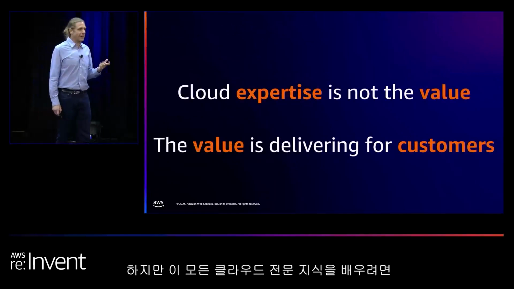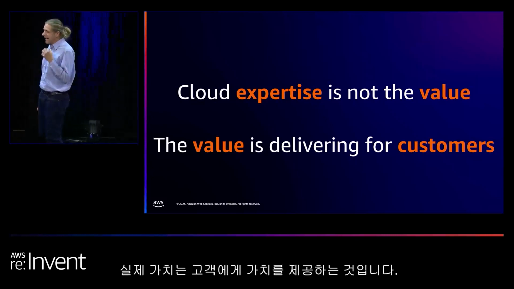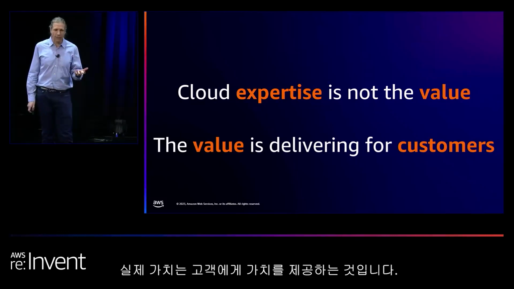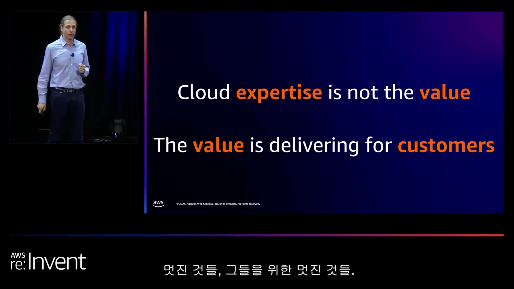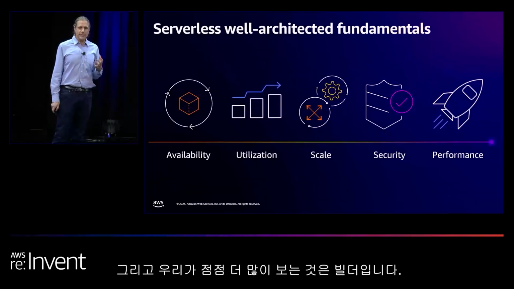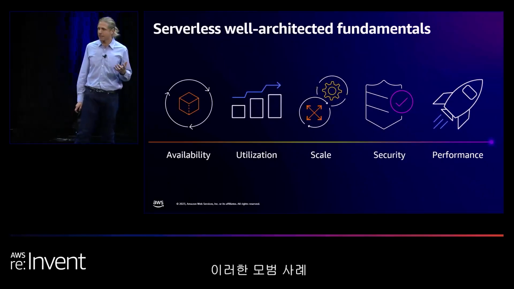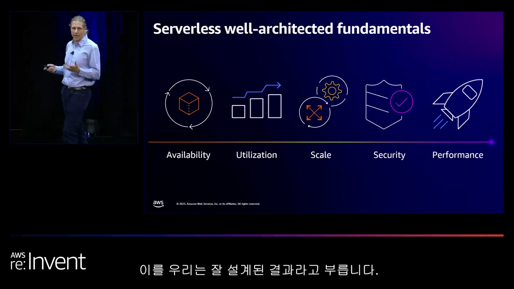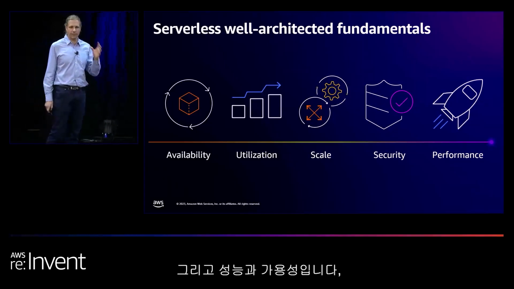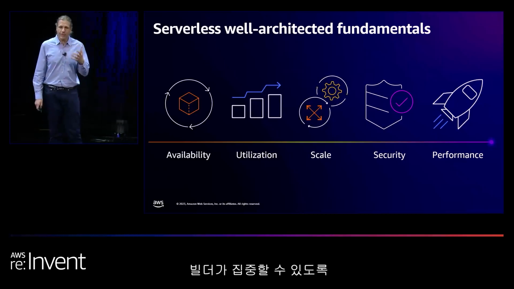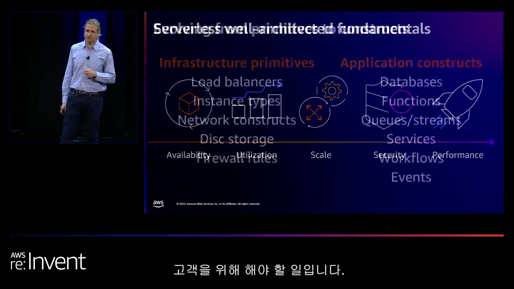But learning all this cloud expertise isn't the actual value you get from doing the cloud work. The actual value is delivering value to your customers and being able to build cool things for them. And what we see more and more is builders leveraging AWS's expertise in delivering these best practices, and that's what we call well-architected outcomes. These are things like security, scale, performance, and availability, so the builders can focus their efforts on the differentiated work that they need to do for their customers.